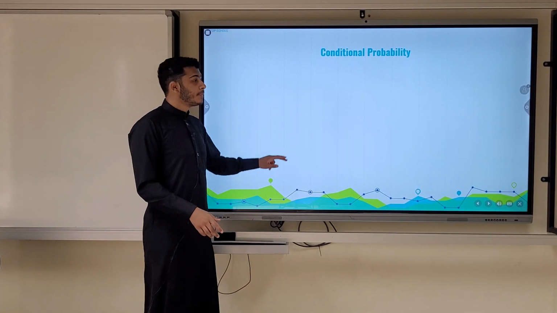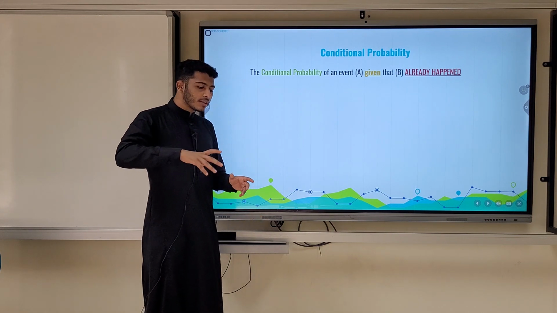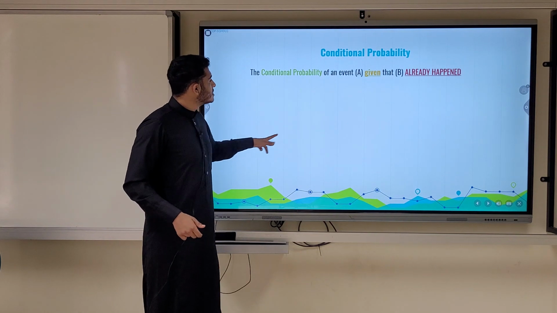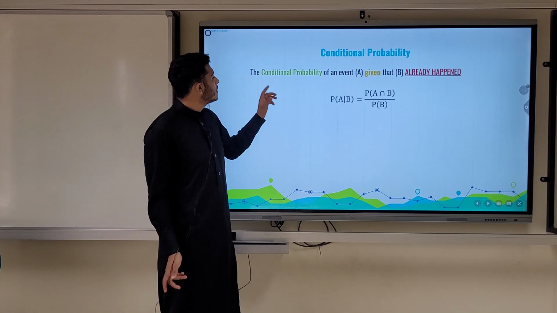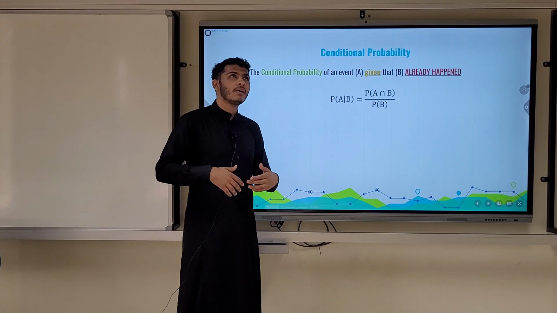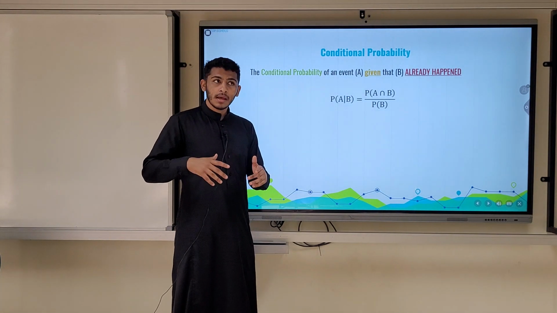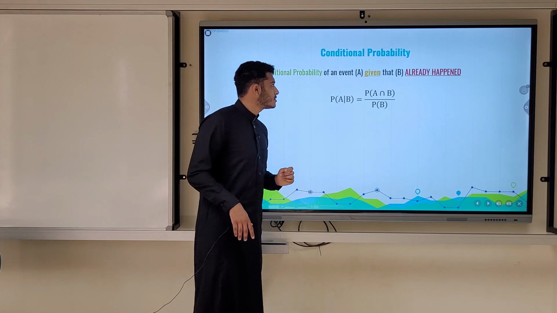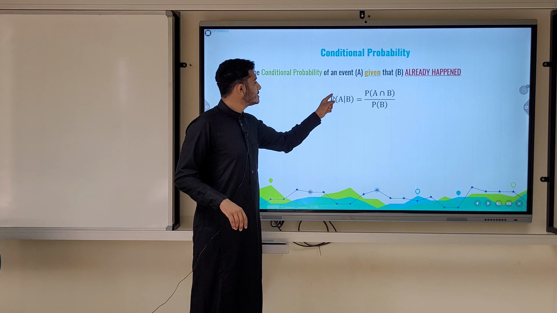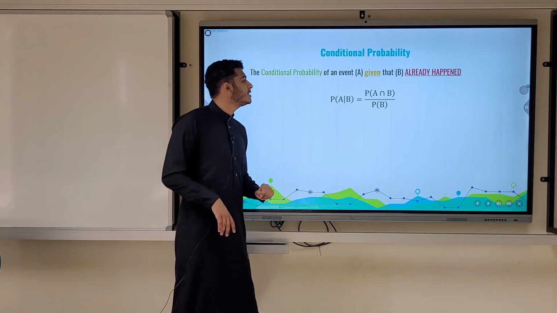Now let's talk about conditional probability: the conditional probability of an event A given that event B already happened. Conditional probability asks you for the event with the condition that another event has already happened. This is denoted by this, and this is the formula for how you can find it. Remember, our complement, union and intersection have words that refer to them: union has or, intersection has and, complement has not. Conditional probability has the word given. If you see it, it may be an indicator that you have a conditional probability. You read this as the probability of A given B, which means B has already happened. This is the formula: you find the intersection, and you divide it by the probability of the given event.